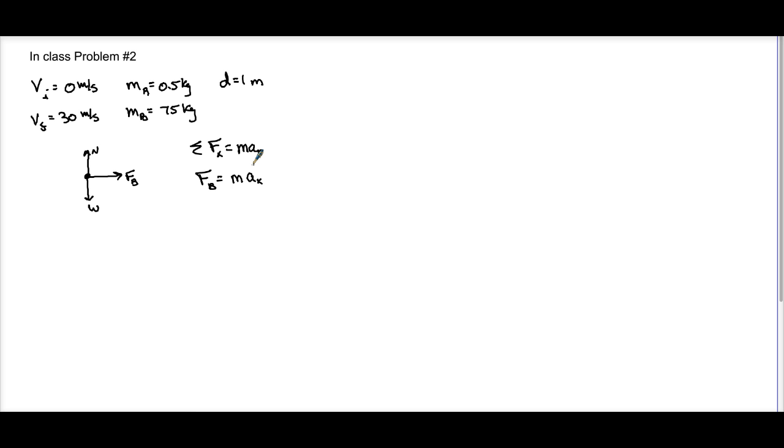Luckily for us, they give us enough information to do that. They give us these two speeds, v sub f and v sub i, and a distance, and I need that acceleration, so I should probably use the equation v sub f squared minus v sub o squared equals 2ad. So we've got 30 squared minus 0 squared equals 2 times a times 1, which is the distance that the force is applied. So 900 is equal to 2a, or a is going to be 450 meters per second squared. That's quite a bit of acceleration.